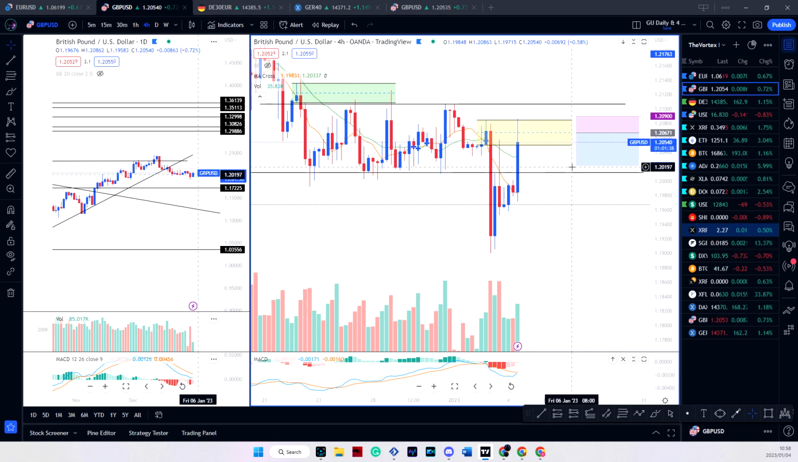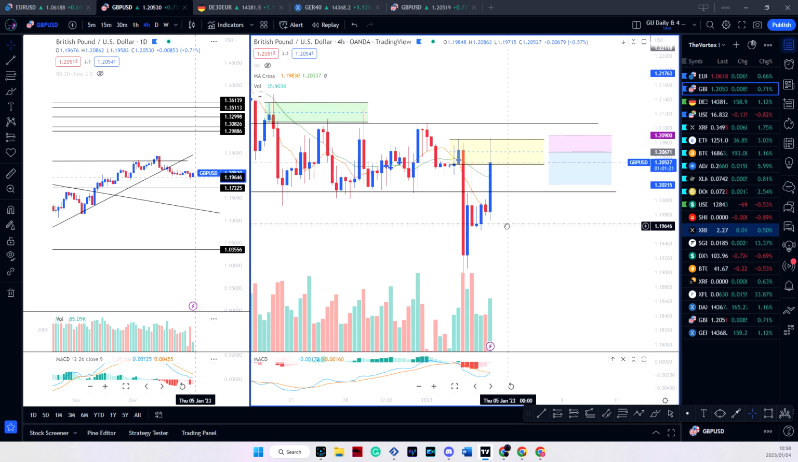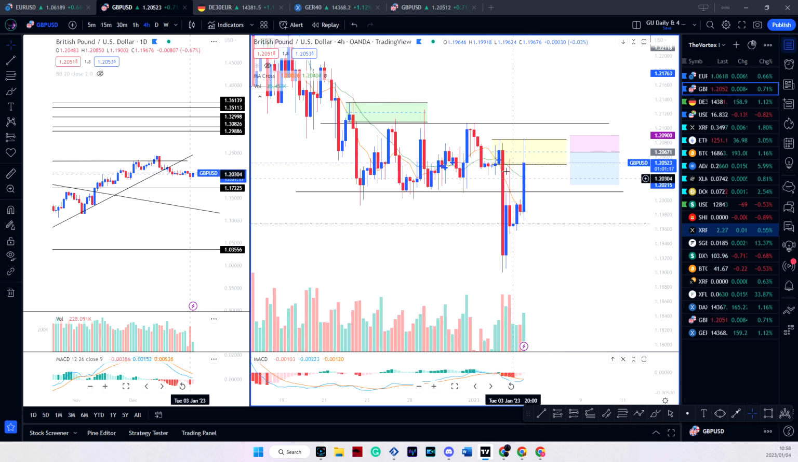So far, so good. We are currently up. Let's see. Not even. We don't even have an RR of 1 to 1 just yet. So I'm just going to leave my risk to reward as 1 to 2. That's what I like to do. And we'll see if we have a winning position to start off 2023 with.